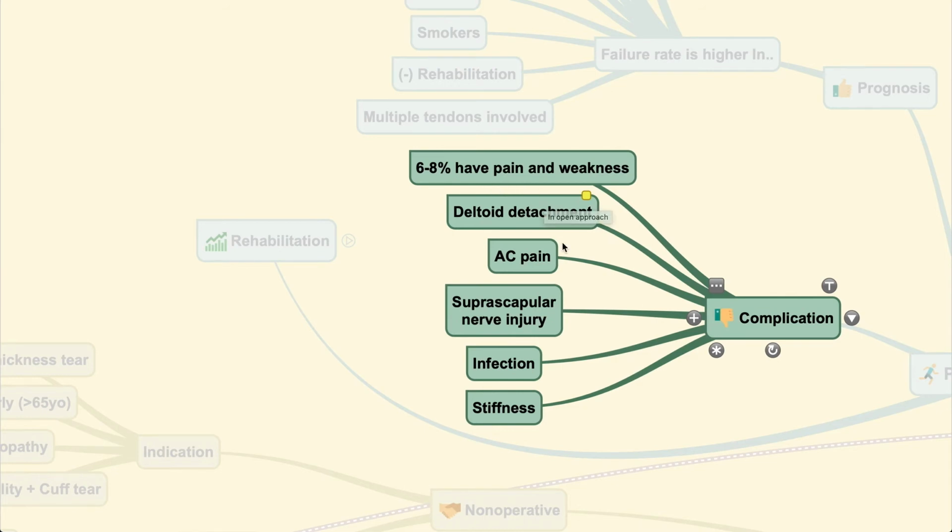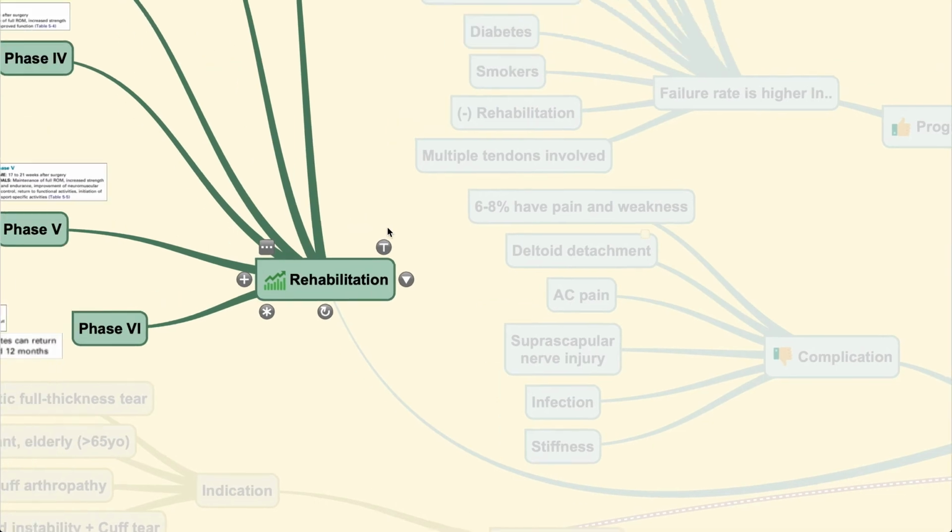The deltoid could also be detached if you are doing an open approach. There could be a concomitant pain over at the AC joint, or acromioclavicular joint. The injury could also occur over at the suprascapular nerve. There could also be infection or stiffness following surgery.